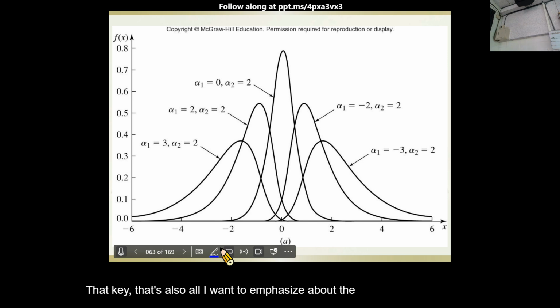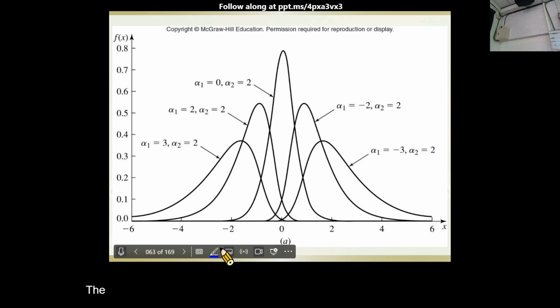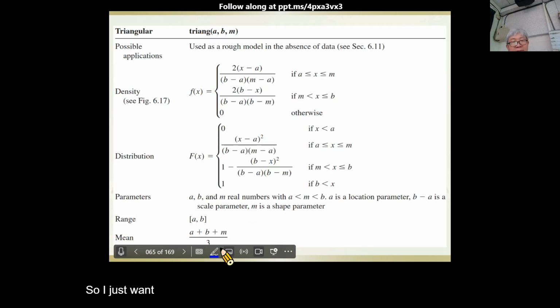Again here, but think about this. Here, the 2, positive or negative. Here, the 2. Negative, 0, and then, yeah. So I just want to emphasize skewness here.